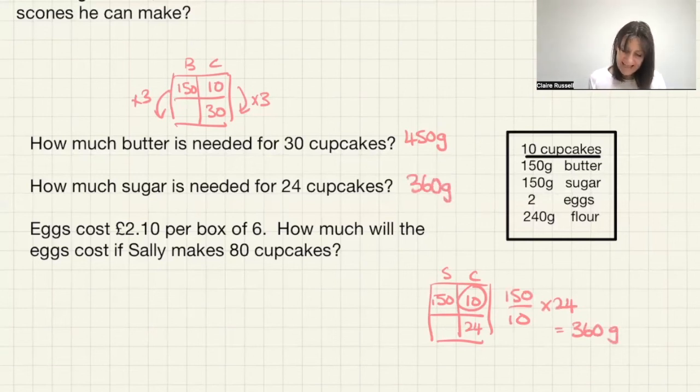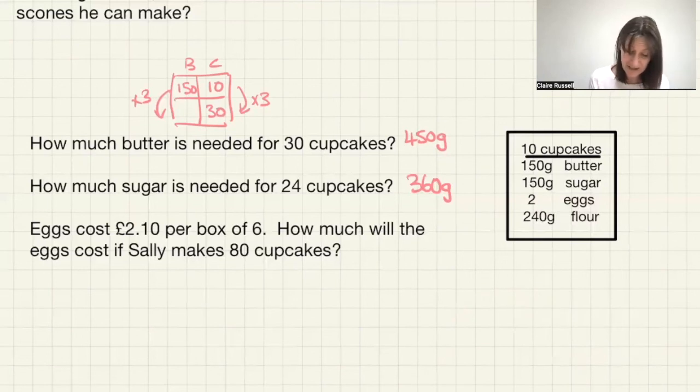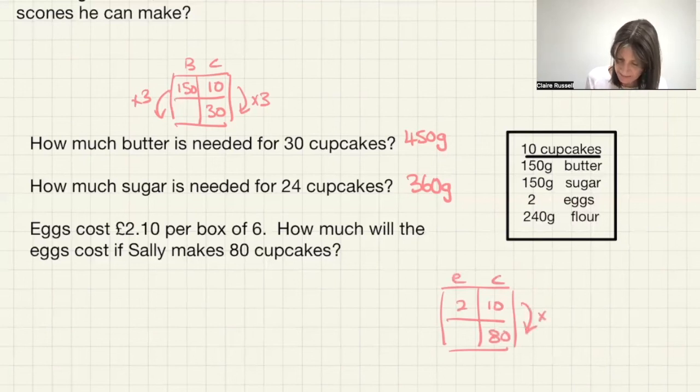And then the last one, eggs cost £2.10 per box of 6. How much will the eggs cost if Sally makes 80 cupcakes? So the first thing I need to do is work out how many eggs are actually needed for 80 cupcakes. So I know it's 2 eggs makes 10, right? So eggs, cupcakes. I can see it's straightforward times by 8, which is 16. So I need 16.